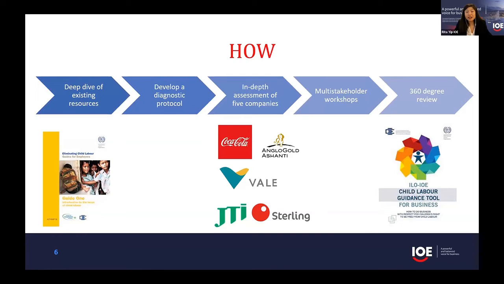Then moving on to the third stage, in order to ensure the guidance is practical and responsive to the key challenges faced by businesses, IOE selected 5 companies from different sectors to share their insights and experience on child labor. As you can see on the slide, the 5 companies are Coca-Cola, AngloGold Ashanti, Vale, Japan Tobacco International, and Sterling.